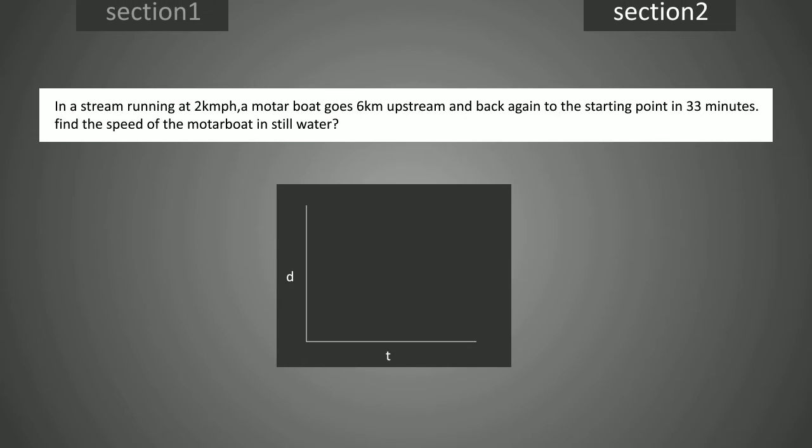In a stream running at 2 km per hour, a motorboat goes 6 km upstream and comes back again to the starting point in 33 minutes. Find the speed of the motorboat in still water.